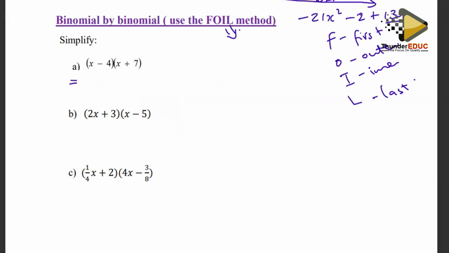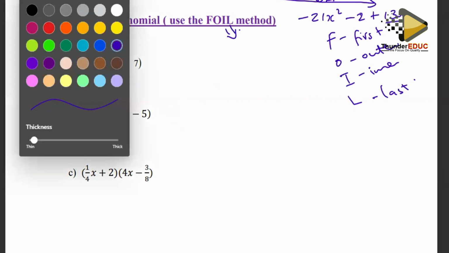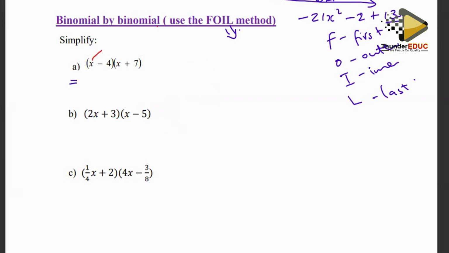So if I look at this, I'm gonna have x and x, that's gonna be x squared. And then x and 7, that's gonna give me 7x. And then negative 4 multiplied by x, it's gonna be negative 4x. And then negative 4 multiplied by 7, that gives us negative 28.